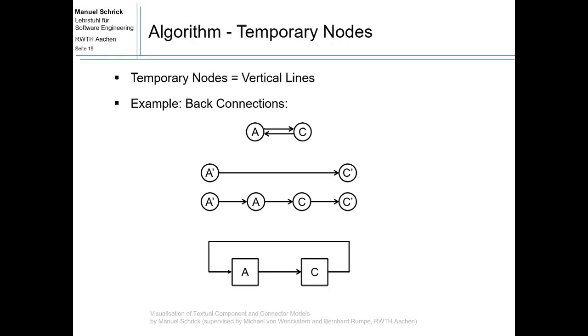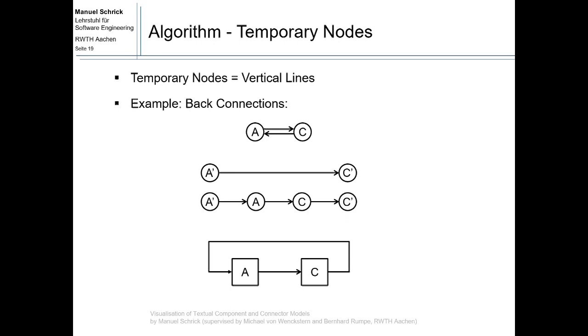And in the step where we build the paths, or we look for the paths in the graph, and we realize that we reached a cycle in the graph, then we will add not only the 2 nodes A and C, but also two temporary nodes, A prime and C prime, where A prime is on the left of A, and C prime is on the right of C, and A prime is connected to A, and C is connected to C prime.